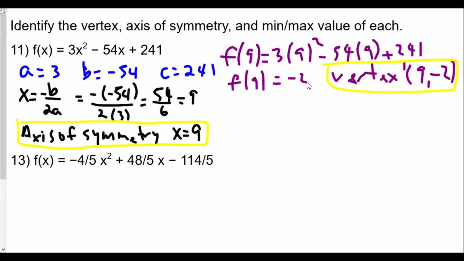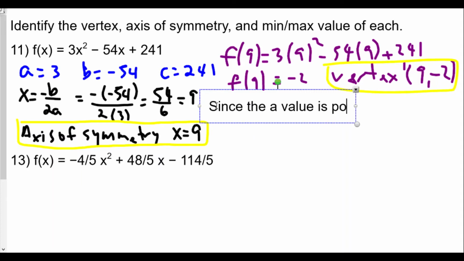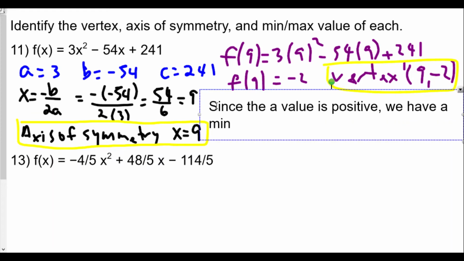So here we go. We're going to say, because my handwriting is terrible, that since the a value is positive, we have a min value of negative 2 for this function.